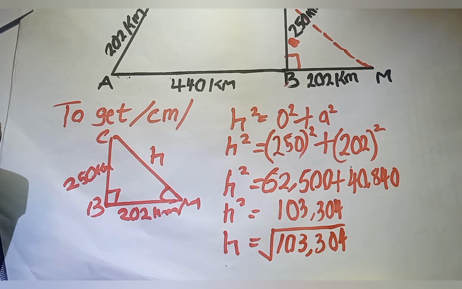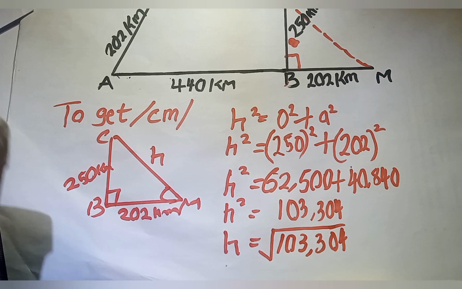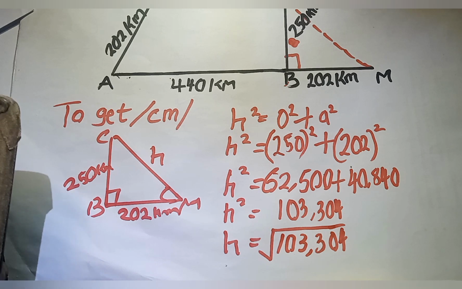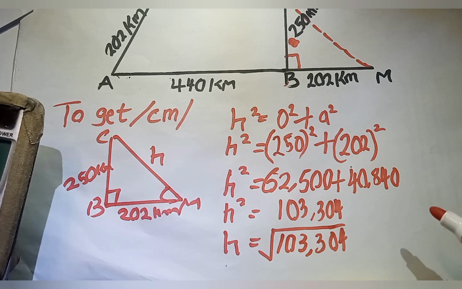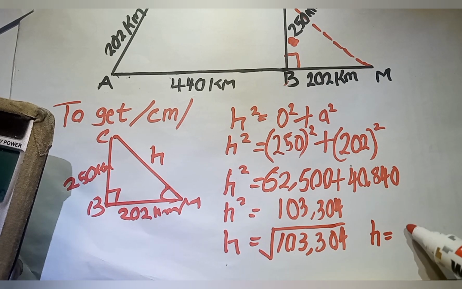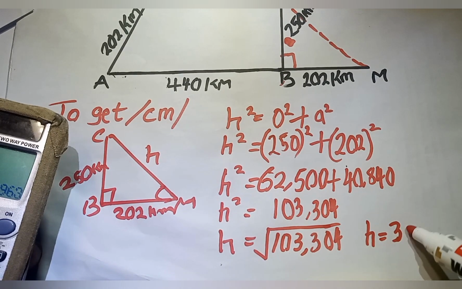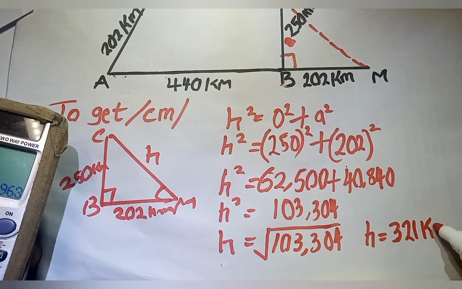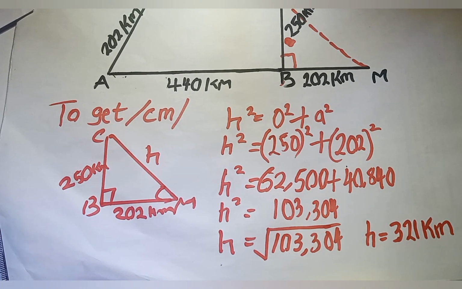So this is your A square. If you square this square root on your calculator, 103,304, that will be 321.409, but you're going to approximate H to the nearest whole number. That's 321 kilometers. So the value of H at this point is 321 kilometers, and I'm going to put that as the value of H.